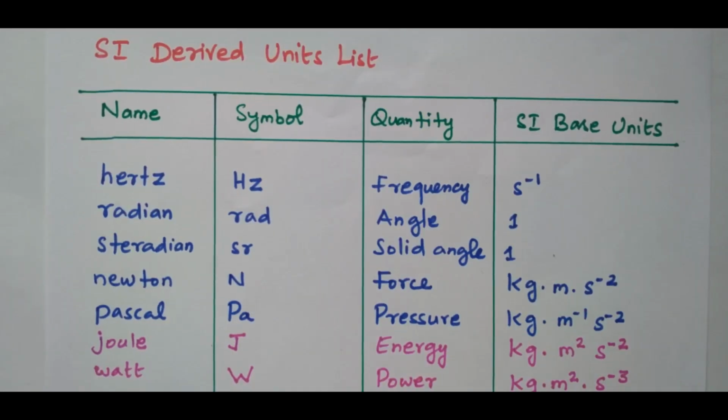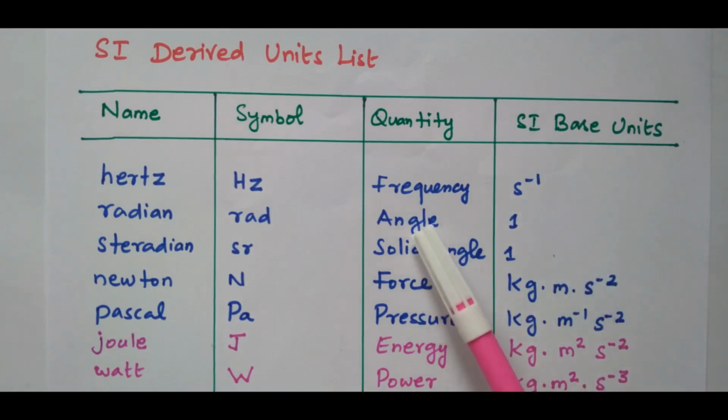Okay, now we'll see the derived units one by one. So this is the name, symbol, quantity, and SI base units. From which base unit are we getting this? That is nothing but the SI base unit. It's a combination of one or more base units. The first one is hertz. The symbol is Hz. What is the quantity? Frequency. The frequency is measured in the unit hertz. It is represented by Hz. What is that? s power minus 1. The base unit is s power minus 1.